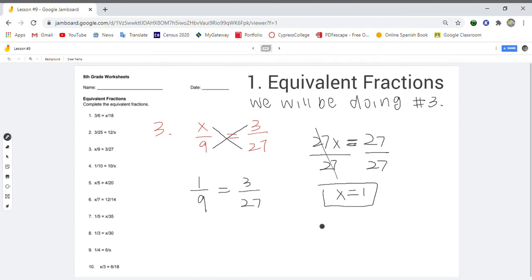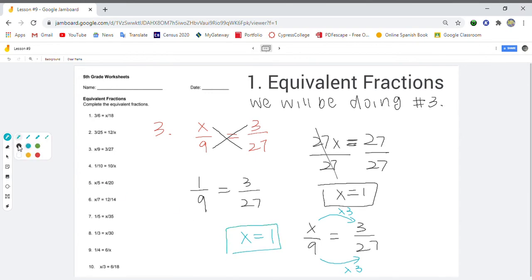Another way you can do it is just looking at the problem and finding x without any other method. Over here we see that 9 was multiplied by 3 to get to 27. So obviously x has to be multiplied by 3 to get 3 because they're equivalent. So what number times 3 equals 3? The only possible answer is x equals 1. So that's another way to find your variable.